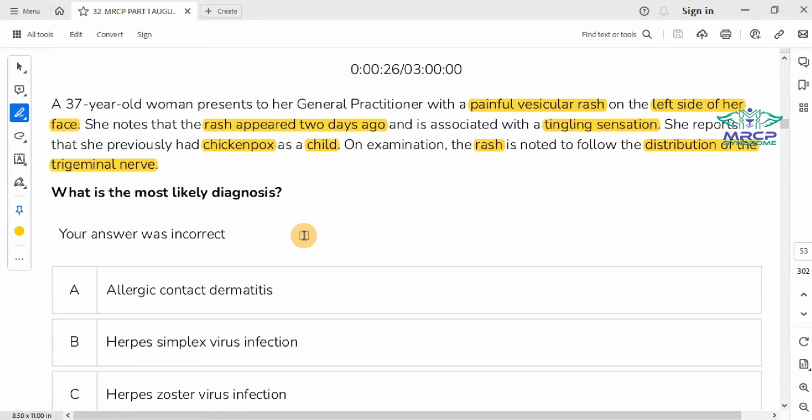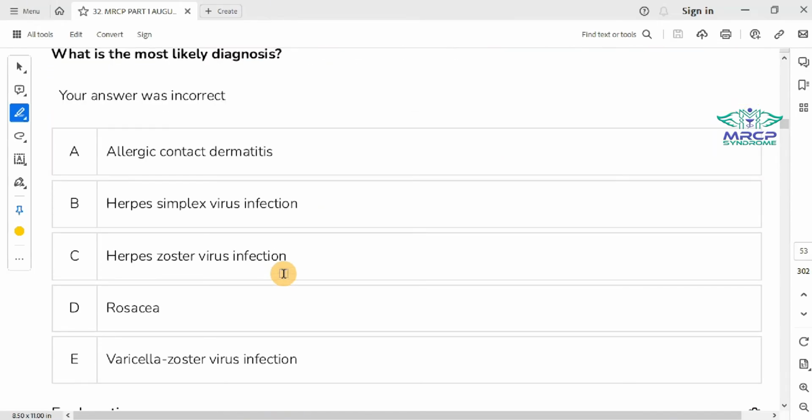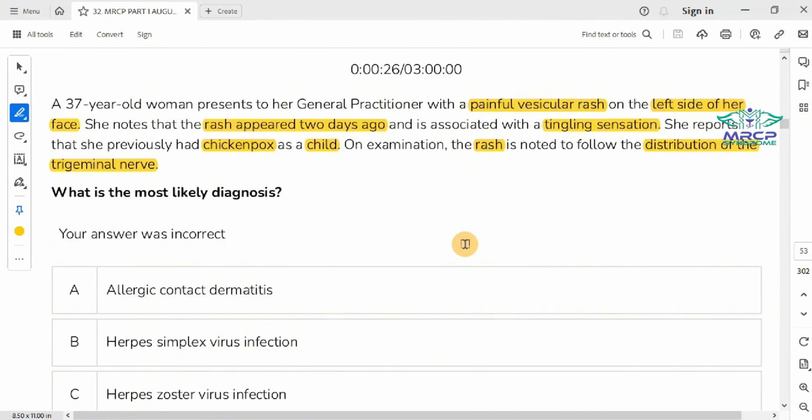Varicella zoster virus infection. No, herpes zoster. So unilateral painful vesicular rash plus trigeminal nerve involvement plus history of previous chickenpox and presence of tingling sensation as a prodrome. So this point shows the herpes zoster virus infection. So this patient is having the painful vesicular rash, and this is one of the predominant features of herpes zoster, also known as shingles.